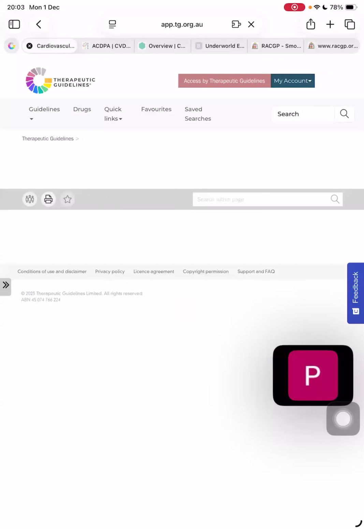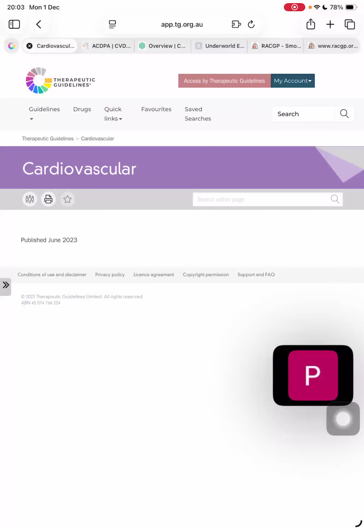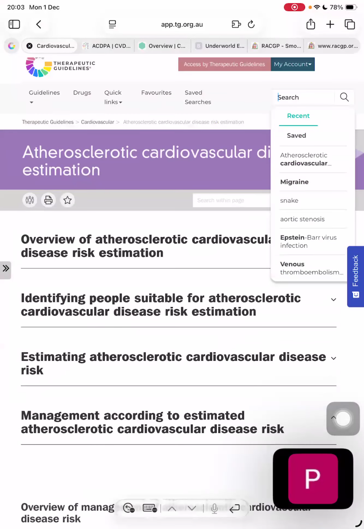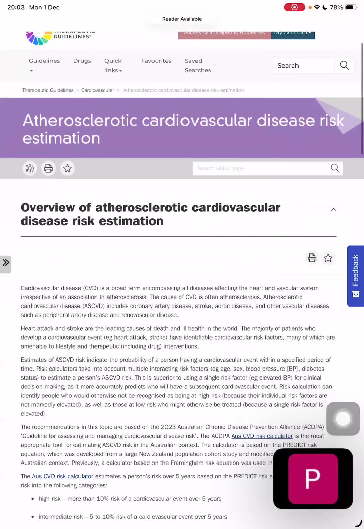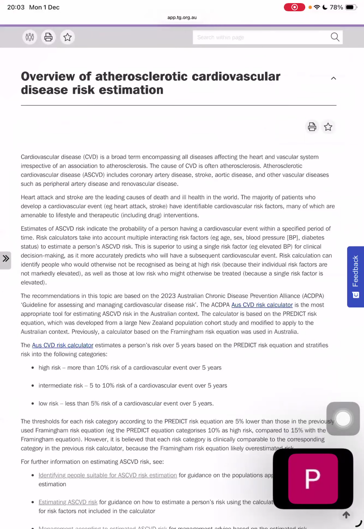So I'm gonna teach from the TG. Okay, you all know about the therapeutic guideline. Okay, let's start. So who can tell about the cardiovascular risk assessment? What is it? Why we should do the cardiovascular risk assessment?